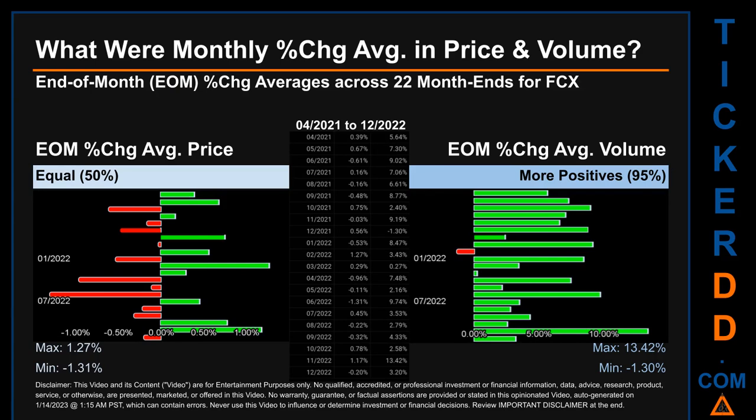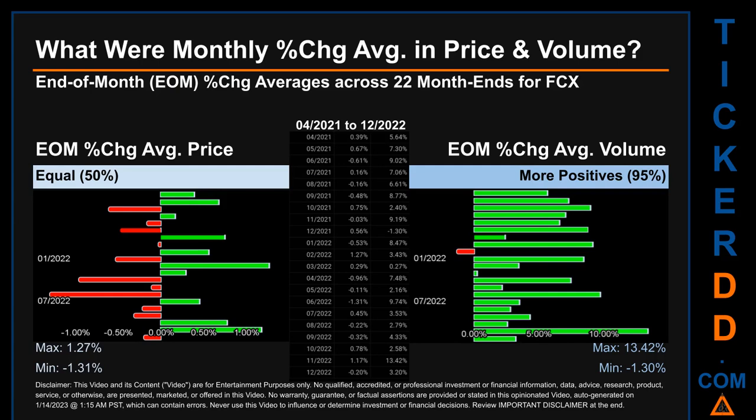What were end-of-month percentage change averages in price and volume for FCX? The monthly average of percentage change, in price and in volume, were calculated for each of the 22 month ends. That calculation took daily percentage changes and averaged them for each given month. If a month end came out negative, then it means that the month summarily saw a negative change.